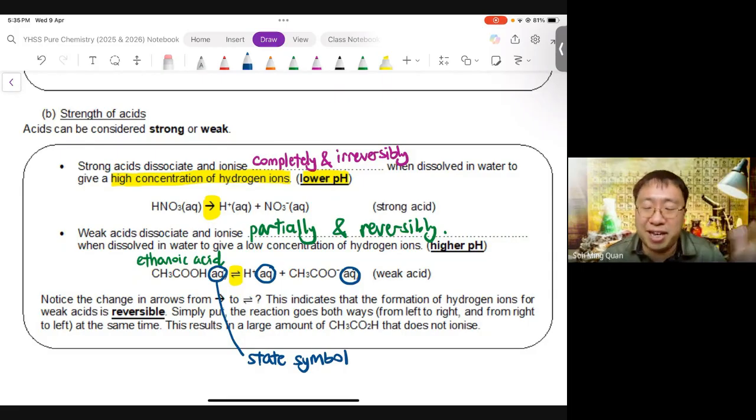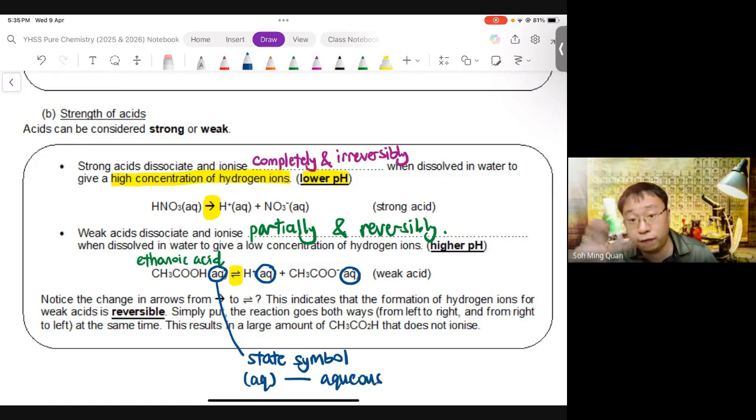Now, we cannot be writing aqueous, aqueous, and spelling out so many times, right? So we need a quick way. So we give it symbols. aq, obviously, stands for aqueous, which is dissolved in water, right? So that's one possible state, very common in chemistry. Most of the things we do are dissolved in water, aqueous.